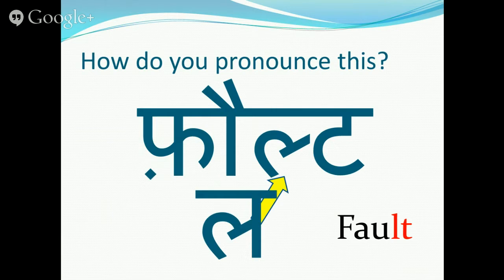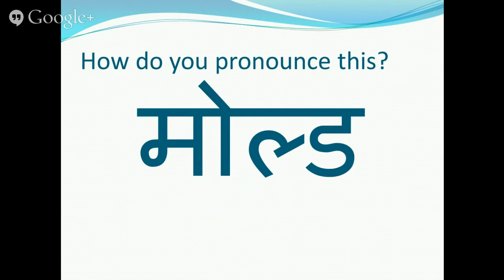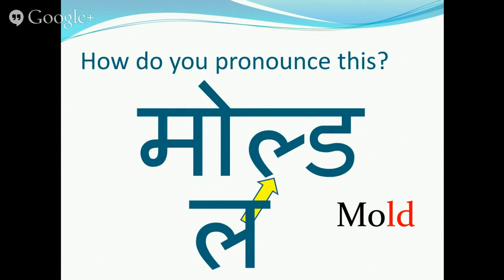That is a half of a l. Half of a l again, followed by d. How do you pronounce this? Mold. You can see a slightly more elegant and less messy way, without having to slash everywhere on your piece of paper. Mold. That is once again half of a l.